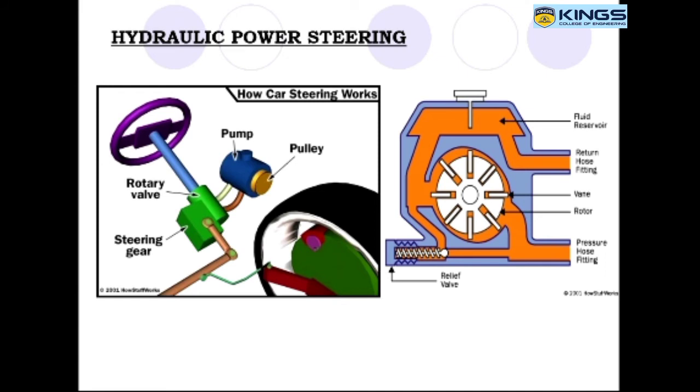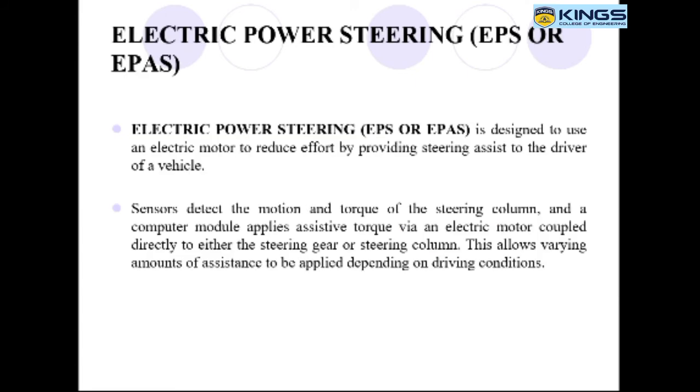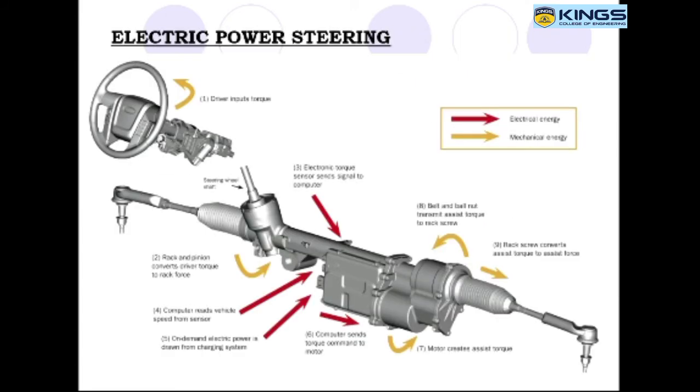Then electrical power steering. In electrical power steering, the electrical motor is used to assist the driver. In the electrical motor, there is a driver input torque. There is a yellow line. So the driver input is changed into rack and pinion movement and converts the driver torque into rack force. Then an electronic torque sensor sends a signal to the computer.